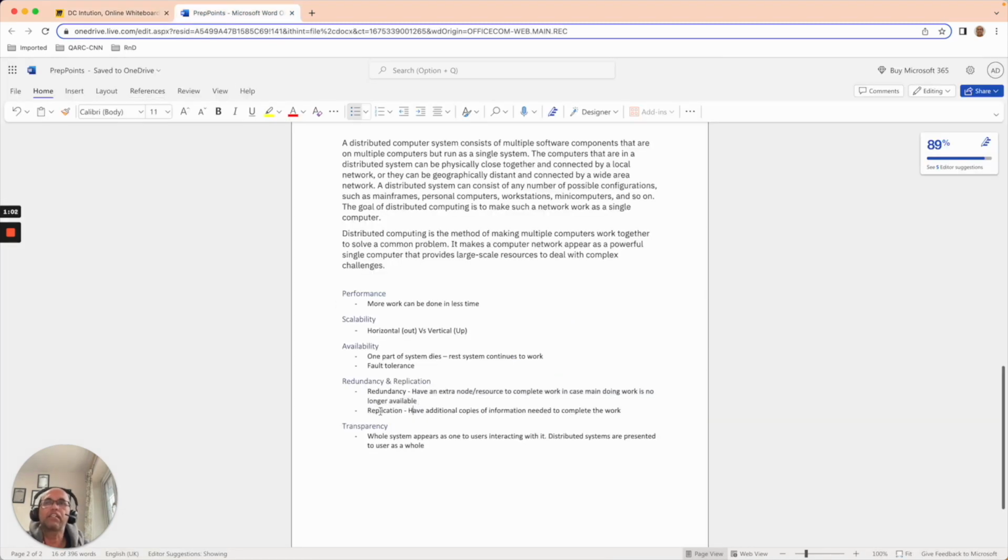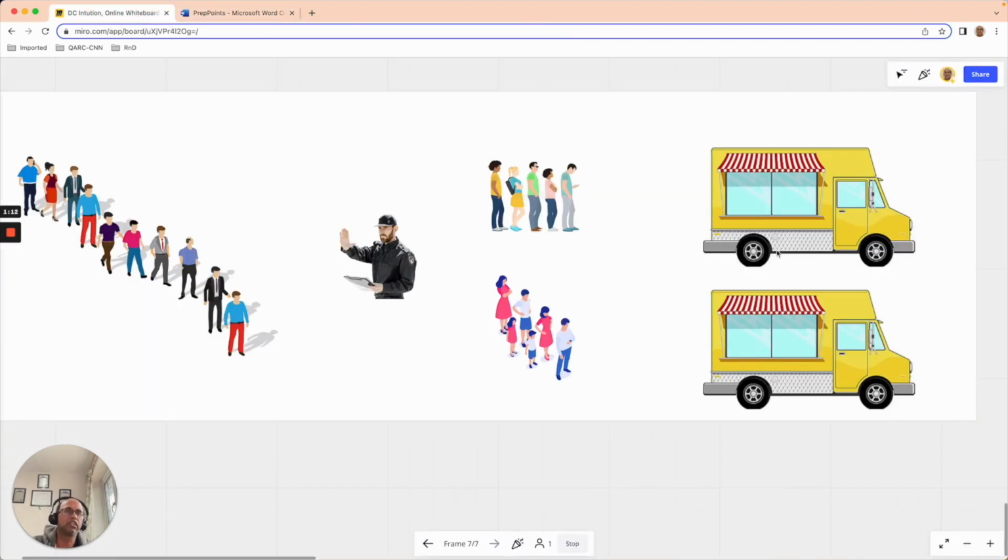And then there is another thing, replication. Replication is what it says here: have additional copies of the information needed to complete work. So let's think of a scenario here. The person taking orders has taken orders from, let's say, 4 people, and while the cook is working on the order of the first person, 3 more are still pending, and let's say something went wrong, again the burner went wrong. So what do you do there? Are the remaining 3 people never served, while this one keeps on diverting people to here?